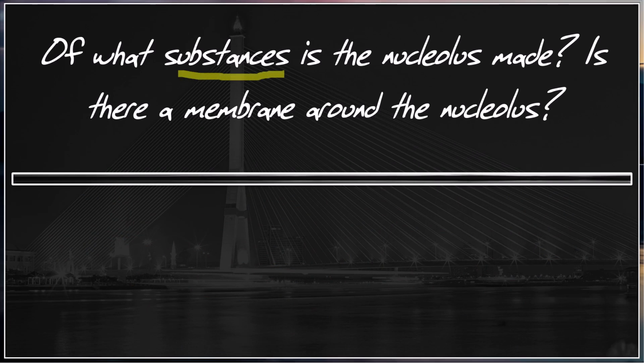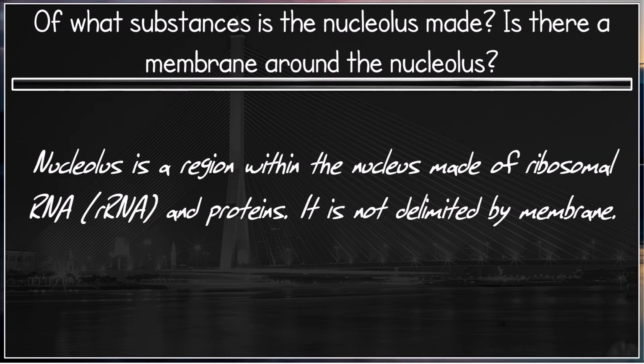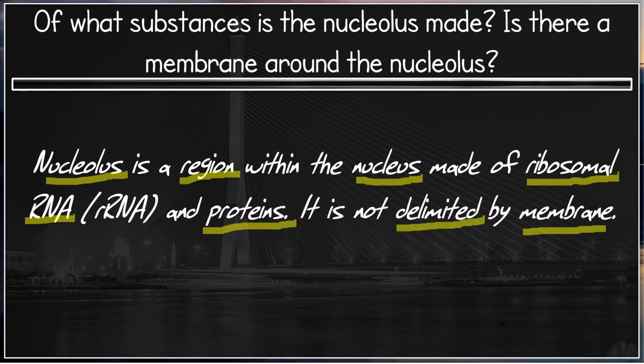Of what substances is the nucleolus made? Is there a membrane around the nucleolus? The nucleolus is a region within the nucleus made of ribosomal RNA and proteins. It is not delimited by a membrane.